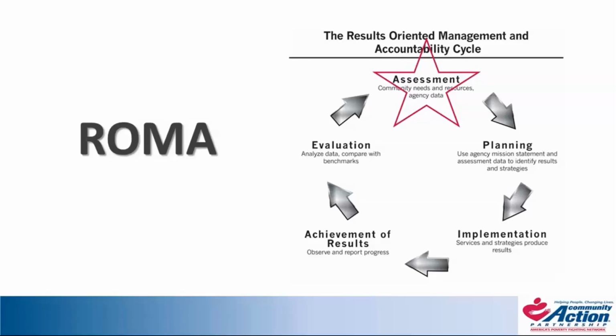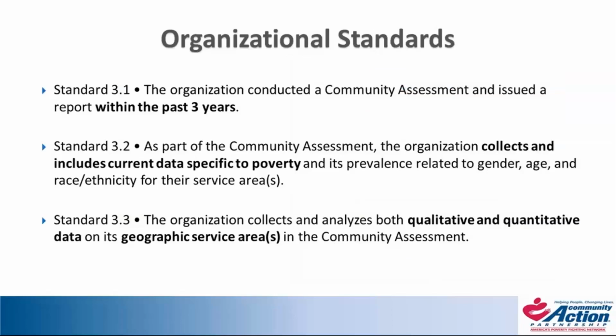Then the organizational standards is another piece that we want to highlight today. So of course, there's a whole category around community assessment for the organizational standards. Hopefully many of you are familiar with what these are, but doing a community needs assessment every 3 years to remain in compliance. Also, you want to make sure you're collecting current data that's specific to poverty and has a relation to gender, age, race, ethnicity for the community action agency service area. Also, being sure that you're collecting both qualitative and quantitative data, as well as analyzing that data. So there's a specific call out here to make sure the data is analyzed, not simply collected, and that we have a comprehensive set of data.